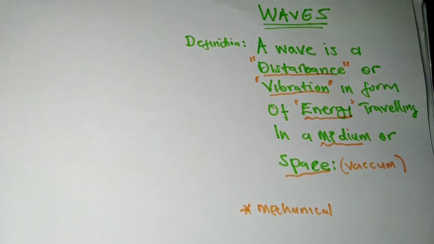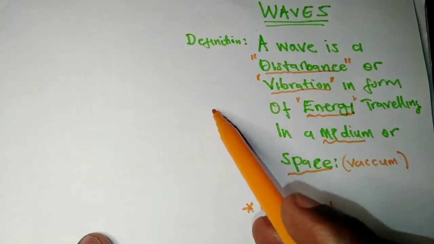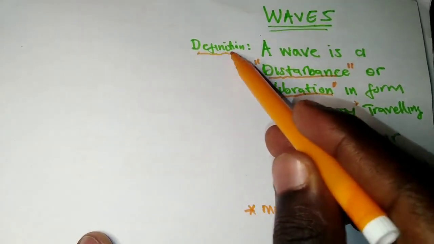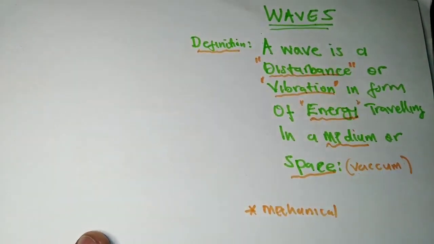It describes at least a lot about waves and what goes on when a wave is formed. So I'll use this definition, and we'll stick to it here. A wave is a disturbance or vibration in form of energy traveling in a medium or space.